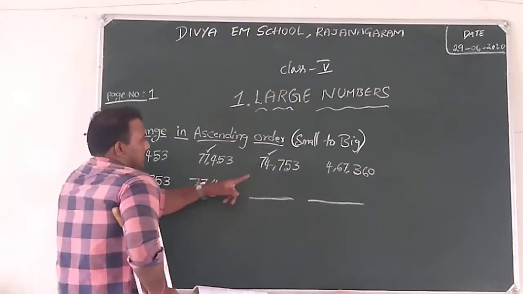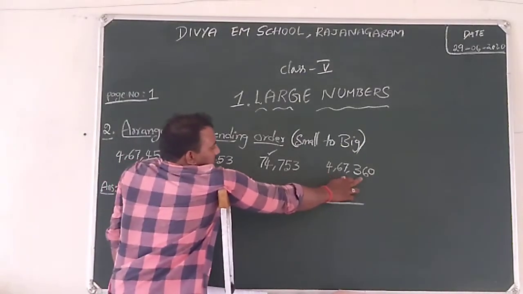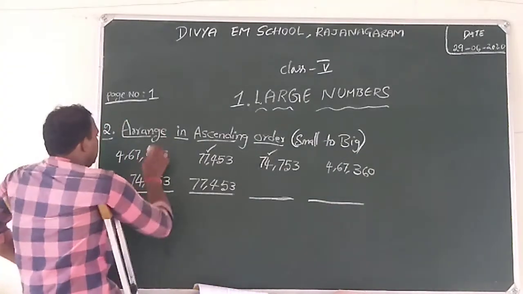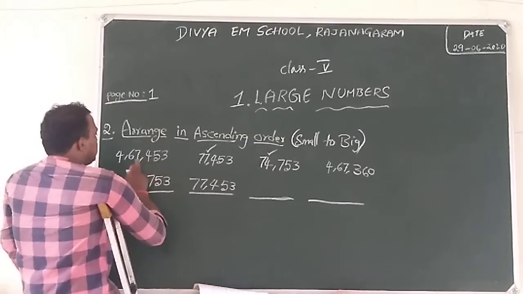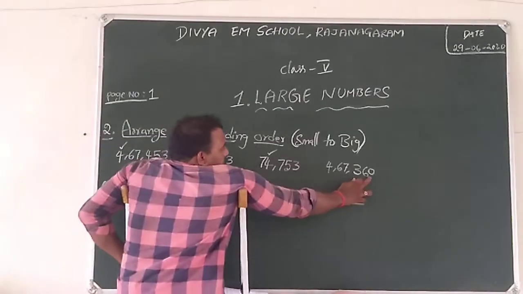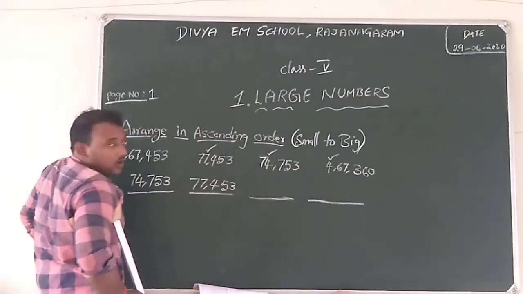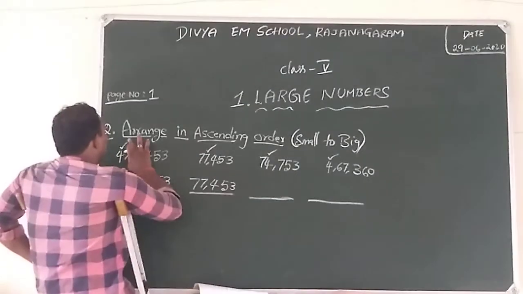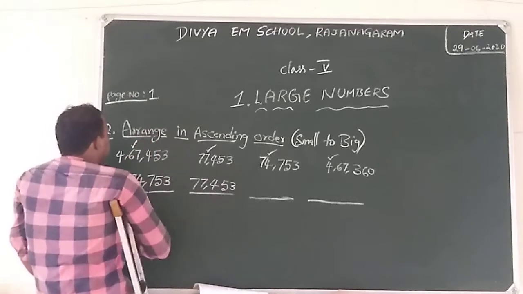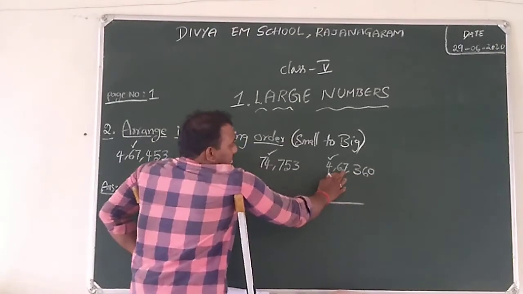Now we need to compare the 6-digit numbers, 467,453 and 467,360. Let's compare the lakhs place: ones, tens, hundreds, thousands, ten thousands, lakhs. In lakhs we have 4 here and again 4 here, so 4 and 4 are equal. Let's move to the ten thousands place. In ten thousands we have 6 here, and also in ten thousands here.